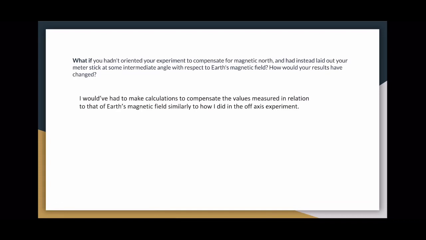What if I hadn't oriented my experiment to compensate for magnetic north? This would change my values, because in the beginning I wouldn't have the x component of the magnetic field equal to 0 as I had in my experiment. So when I performed the measurements, these would have differed, and I would have had to subtract my initial values from the magnetic field due to Earth.